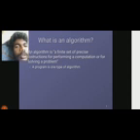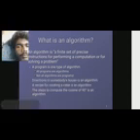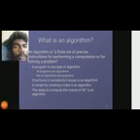A program is one type of algorithm. All programs are algorithms, and not all algorithms are programs. So a program is one type of algorithm, and all programs are algorithms, but all algorithms are not programs.